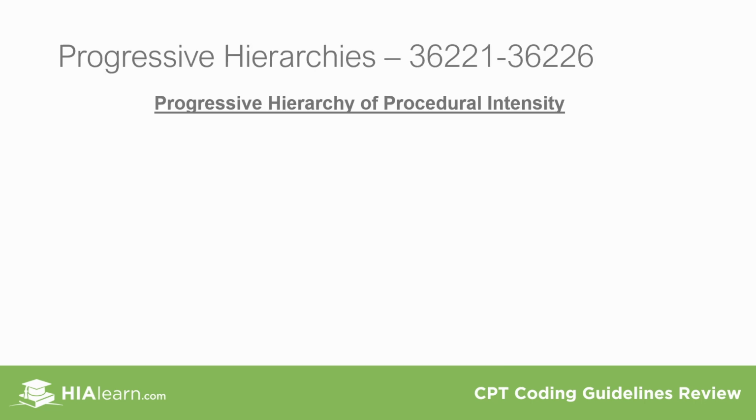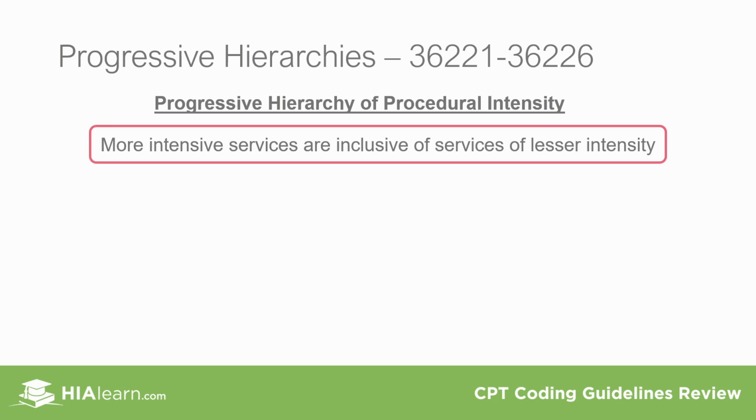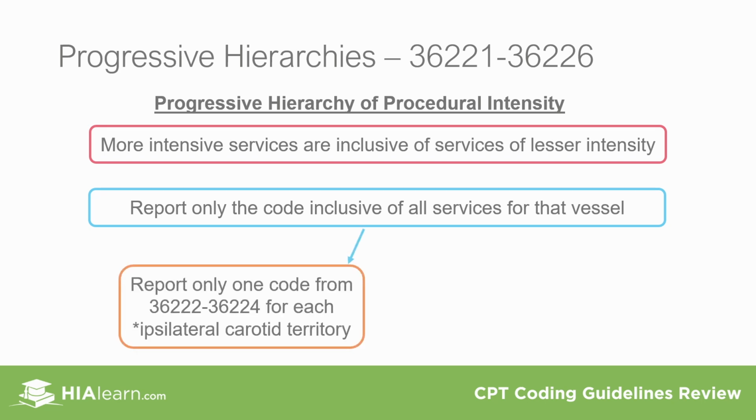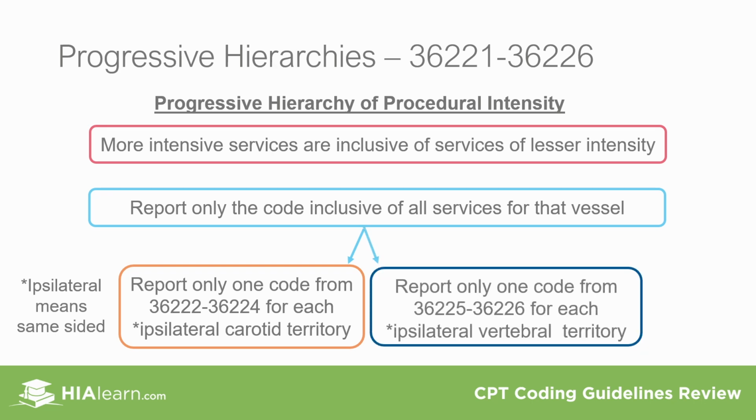Codes 36221 to 36226 are built on progressive hierarchies, where procedures for more intensive services are inclusive of less intensive services. When reporting codes from this range, only the code inclusive of the most intensive service provided for that vessel is reported. This means only one code from 36222 to 36224 is reported for each ipsilateral or same-sided carotid territory, and only one code from 36225 to 36226 is reported for each ipsilateral or same-sided vertebral territory.